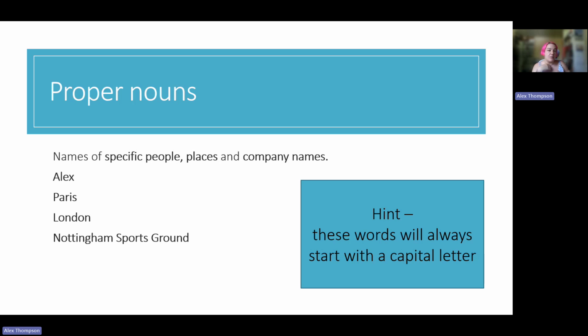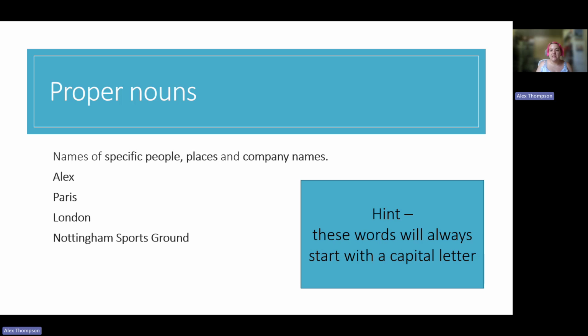So if we're talking about any sports ground, that's just a noun. It's the name of any sports ground or a park. If we were talking about a specific sports ground, Nottingham sports ground, there's only one. Therefore, it has a capital letter on the beginning of each of the words in its title. Same as if I was talking about going to the park, that's fine. That's just a noun. It's just the name of a place I'm going. But if I'm going to a specific place, if I say I'm going to Endcliffe Park, then Endcliffe will have a capital E and Park will have a capital P, because those two words are proper nouns. They are the name of that specific park that we are visiting.